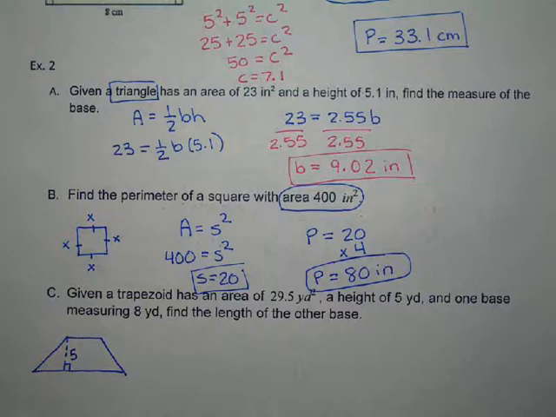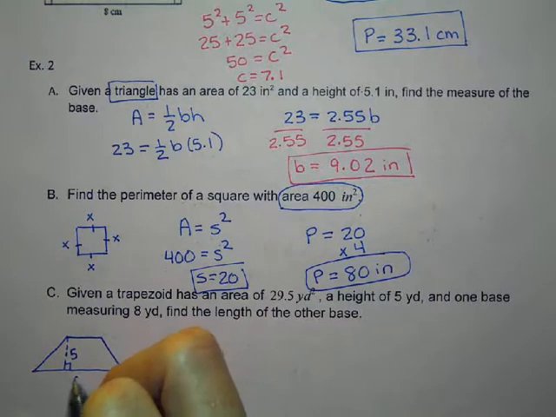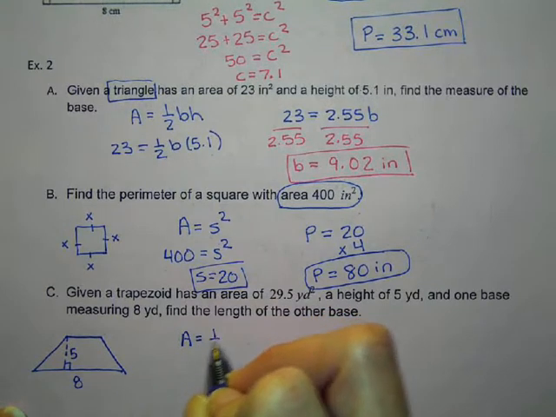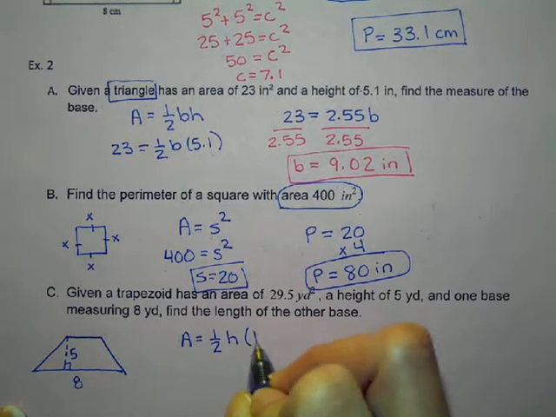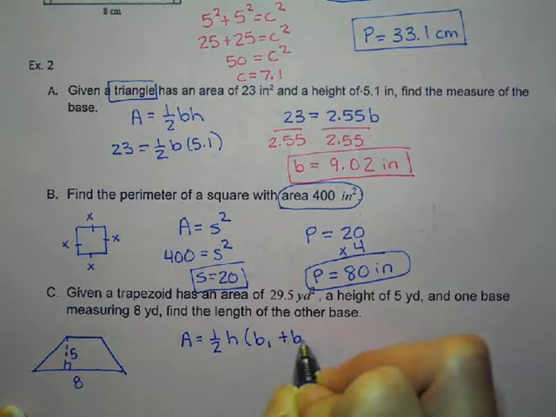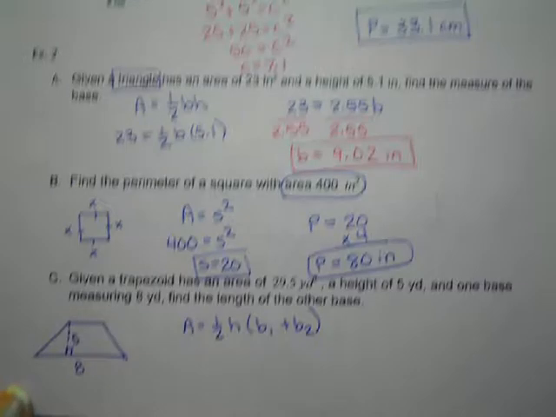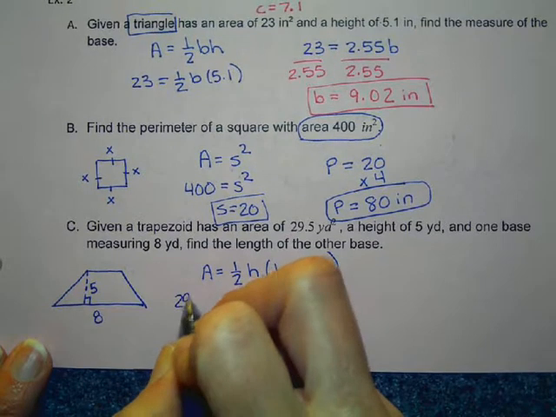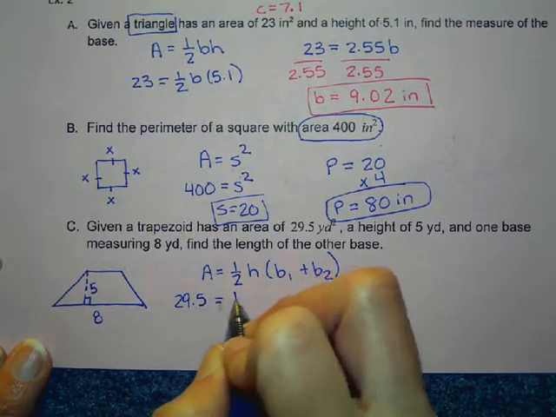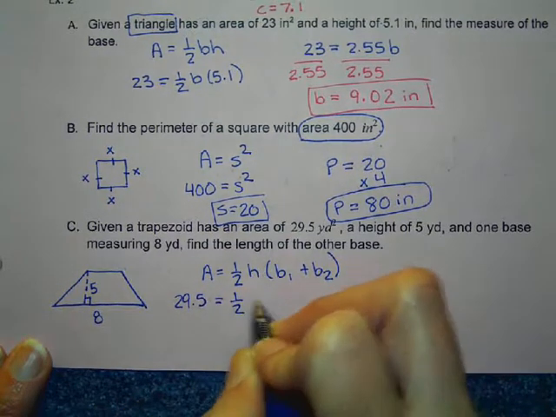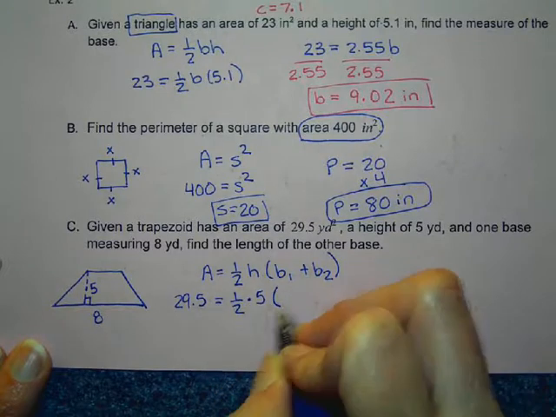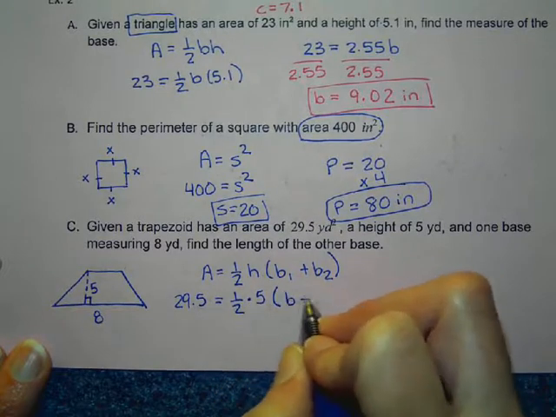So the area formula for the trapezoid is 1/2 the height times base 1 plus base 2. So let's fill in the information that they've given us. We have 29.5 is the area. They told us it has a height of 5. And we know one base, but we don't know the other base. So it's b plus 8. I know one base, I don't know the other base.